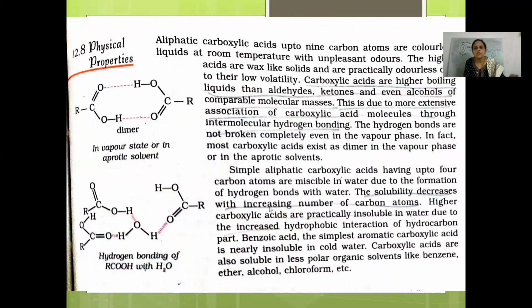But the solubility decreases with increase in number of carbon atoms. Higher carboxylic acids are practically insoluble in water due to increased hydrophobic interactions of the hydrocarbon part there. And carboxylic acids are also soluble in less polar organic solvents like benzene, ether, alcohol, chloroform, etc.